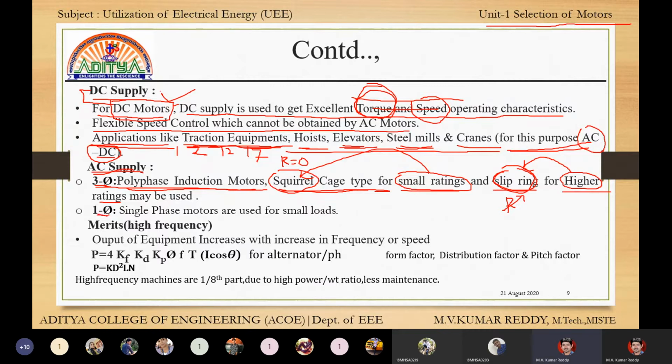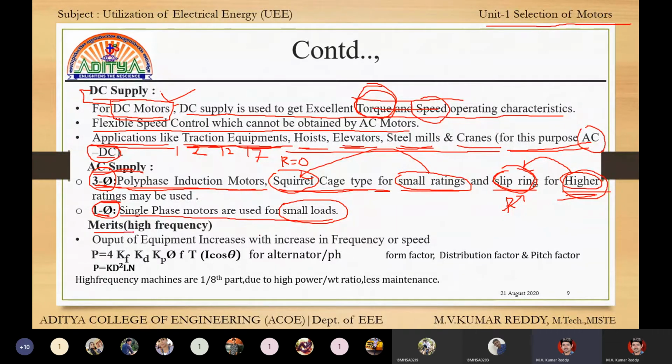Next, single phase supply. For single phase supply, single phase motors are used for small loads. Generally three phase is used for high ratings only. Single phase is used for small loads or small ratings. Three phase is for high rating, single phase for low rating or small loads.